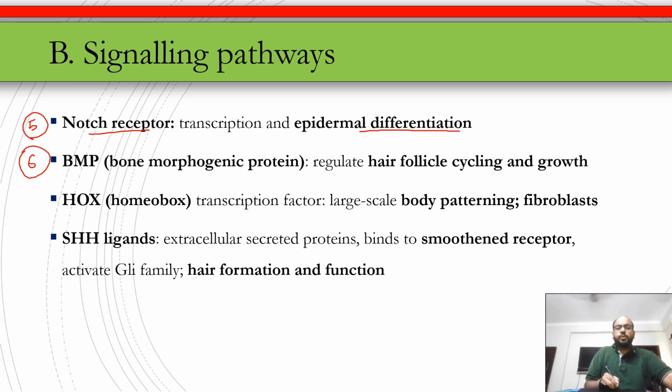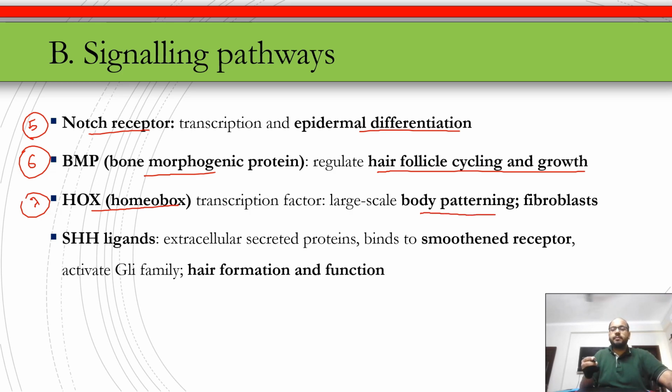Now, BMP is bone morphogenic protein. It is responsible for regulating hair follicle cycling and the growth of the hair follicle. We'll discuss them when we'll be discussing embryogenesis of hair. Second is HOX, or homeobox transcription factor. It is responsible for body patterning.